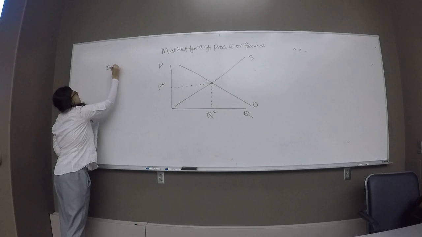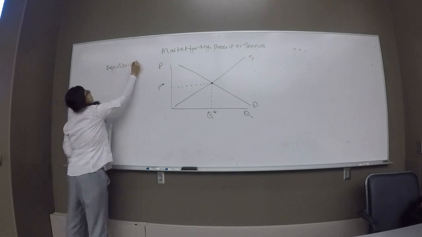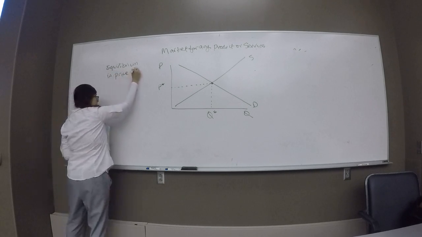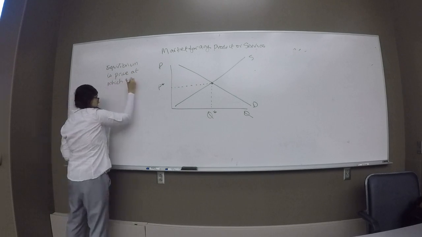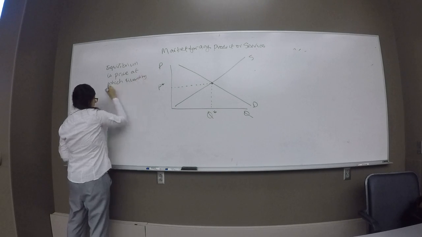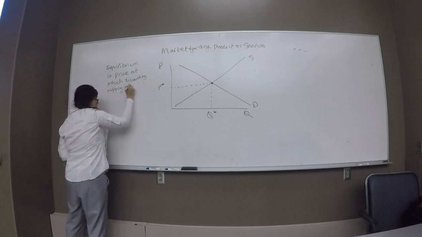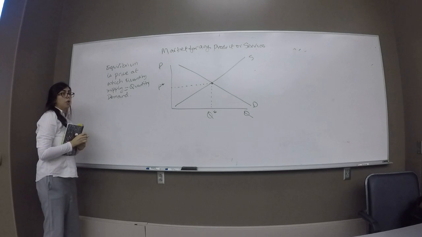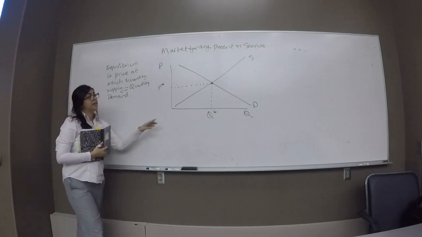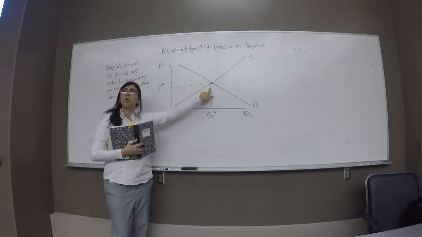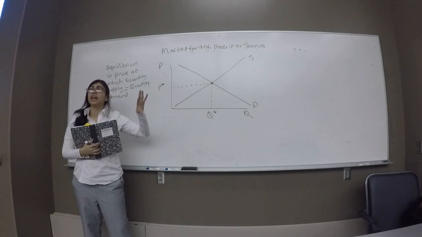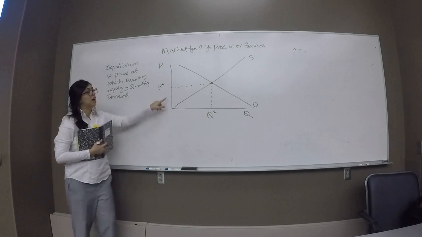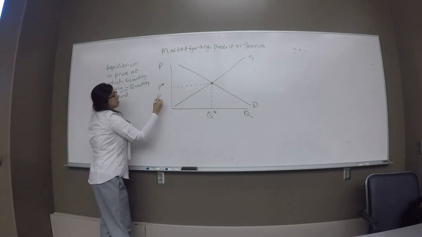Equilibrium is the price at which quantity supply equals quantity demand. What we're going to see is that any deviation from this equilibrium point, market will naturally come back to its natural equilibrium point. So let's say that price increases or price decreases.